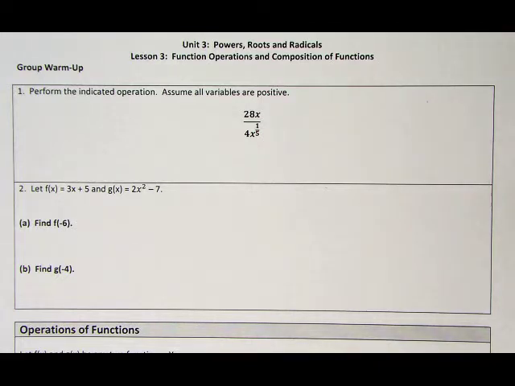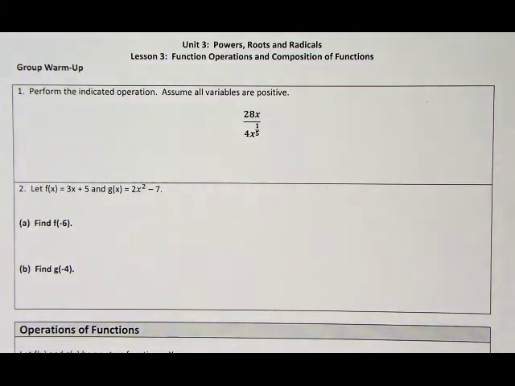If you have gone through numbers 1 through 2, A and B included, we're going to check those answers and make sure that we're all set with the same answers before we move on to what we're going to talk about today. In number 1, they want us to perform the indicated operation, assuming that all variables are positive. So in this case, we have 28x divided by 4x to the 1/5 power.